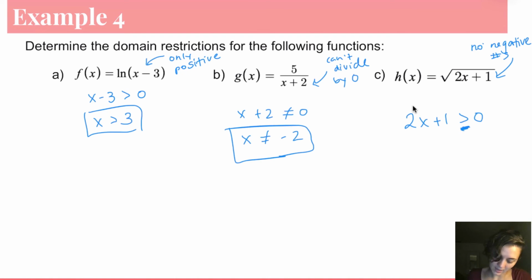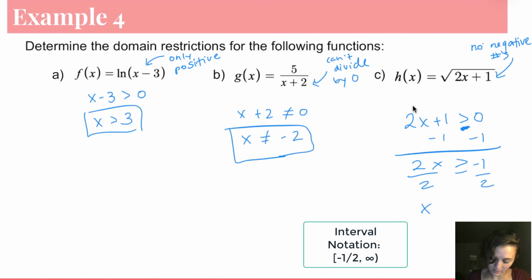If I solve this out, I'll subtract 1. Then divide by 2. So x is greater than or equal to negative 1/2. Those are my domain restrictions.